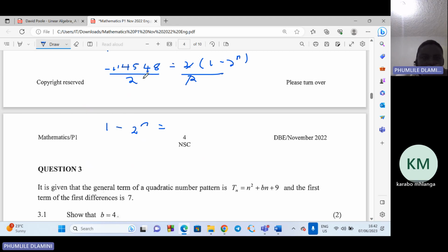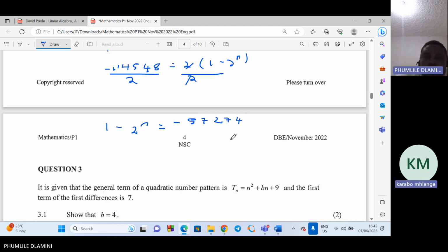Negative... it's negative 57... Can you repeat, can you repeat again? Can you hear me now? Yes, yes. Negative 57,274. Okay, it's negative 57,274.